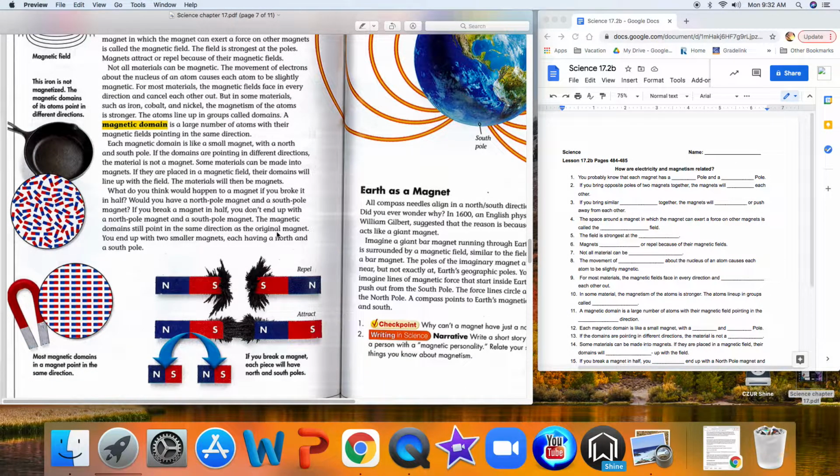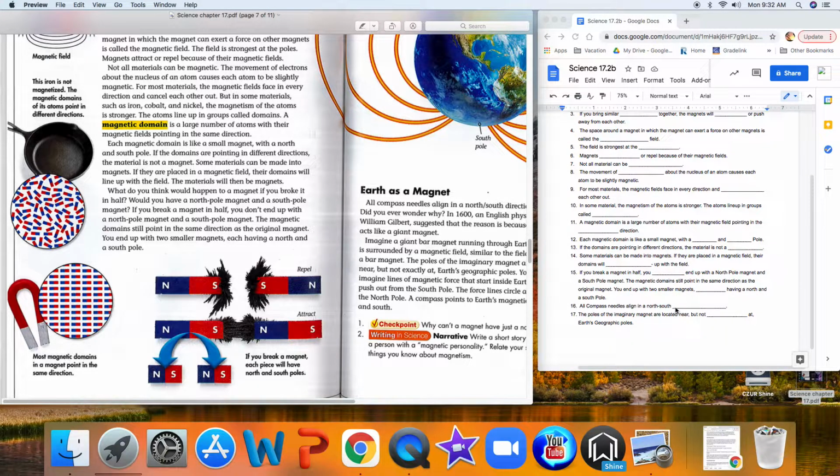Each magnetic domain is like a small magnet with a north and south pole. If the domains are pointing in different directions, the material is not magnetic. Some materials can be made into magnets when they are placed in a field.